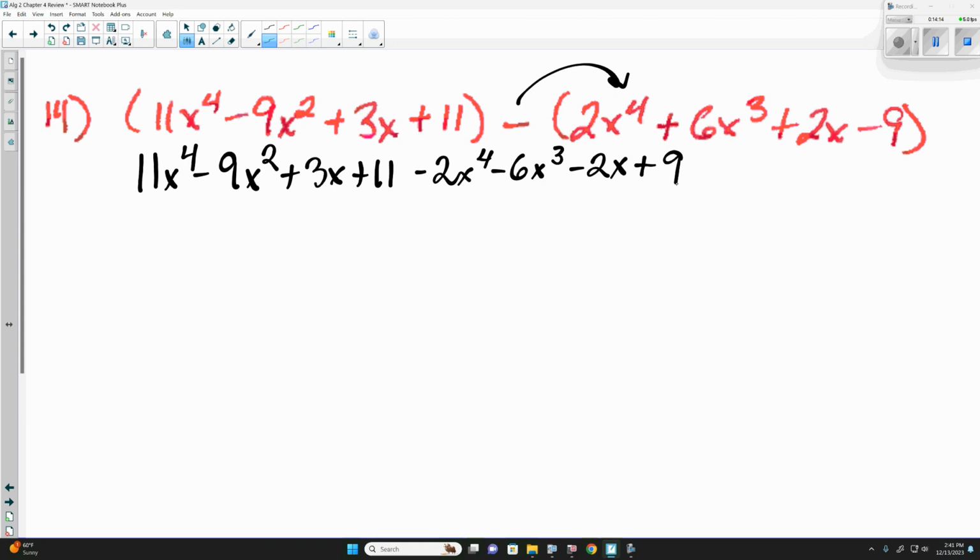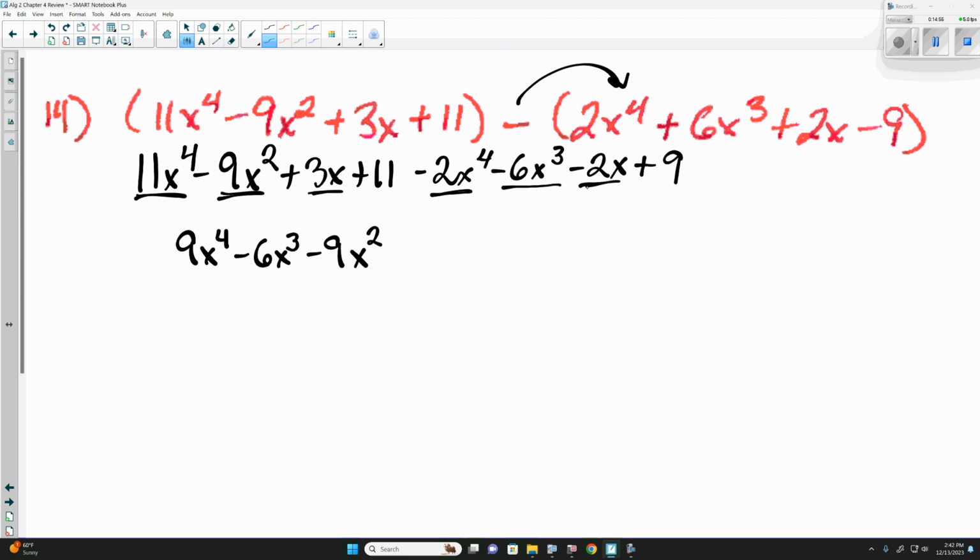Questions on this here? Now I always start off with the variable with the biggest exponent. So that's our x to the fourth. 11x to the fourth minus 2x to the fourth is 9x to the fourth. Well, the next one would be cubics, our third power. The only one with the third power is 6, so we have negative 6x cubed. Then we would go to our x squared term. The only one with an x squared is negative 9x squared.